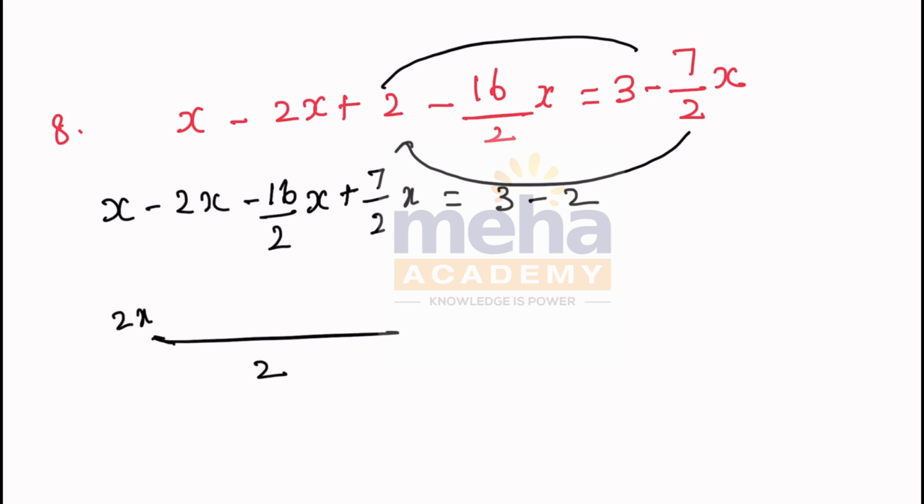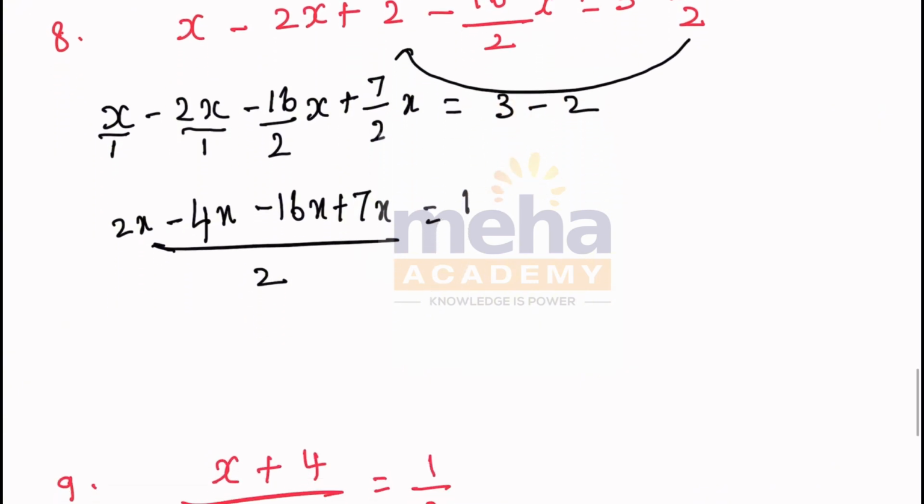It becomes 2x minus 4x because I have to multiply the numerator and denominator with 2 to get the denominator 2. So to make this number a fraction, we can put it over 1 to make it look like a fraction number. This is 16x plus 7x over 2 is equal to 3 minus 2 is 1. Then I can solve the numerator because all are like terms. So 2 and 7, 9x minus 20x over 2 is equal to 1.